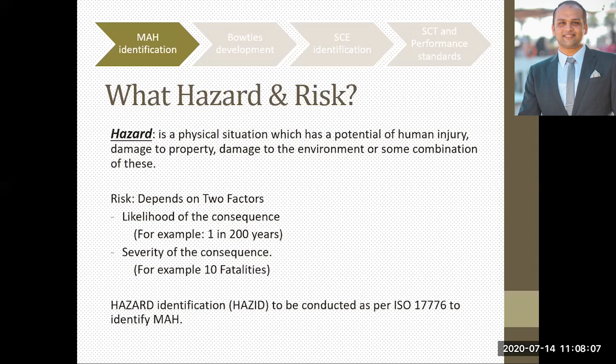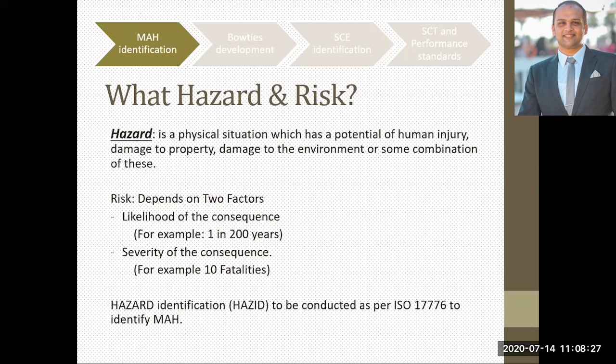What is risk? Risk is a function of two things, likelihood and severity. Likelihood is as its name says. This incident can happen one in 200 years, one in 300 years. Maybe in some cases we can even reach one in 10,000. This is the factor we seek to reach, even if it can or cannot be reached.